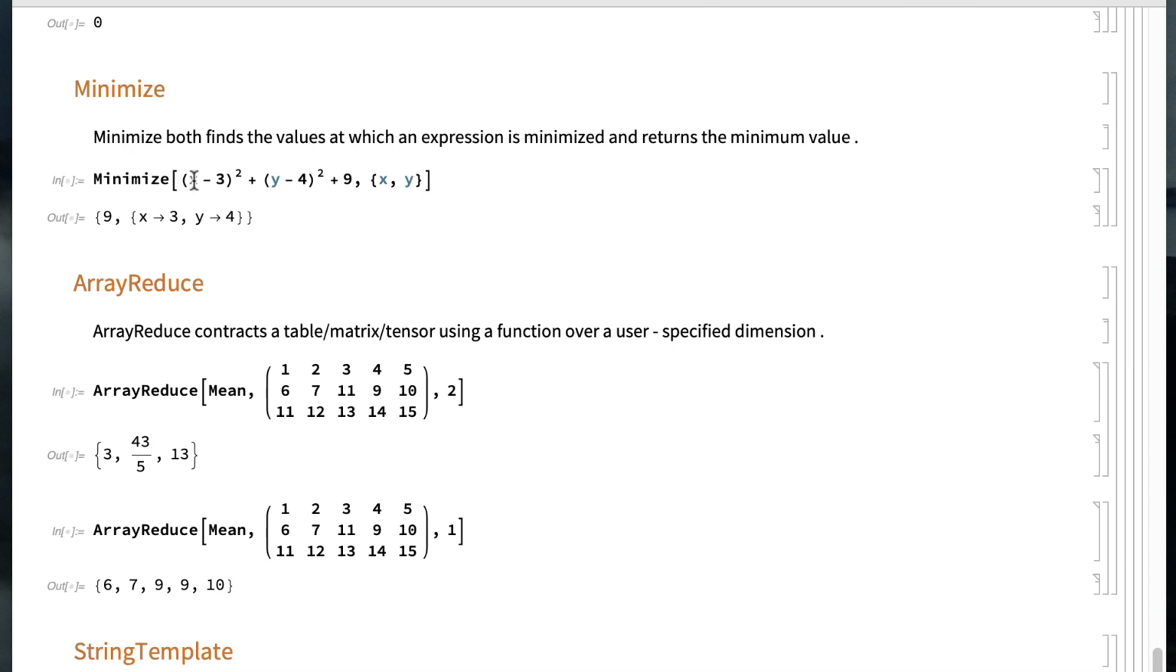Minimize. Minimize is like sort of ArgMin that we saw before, but instead of just returning the values of x and y, it also tells you what the value is at the minimum.